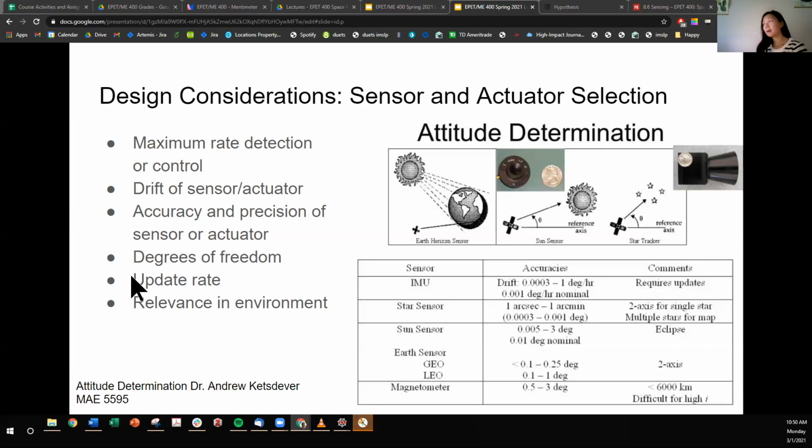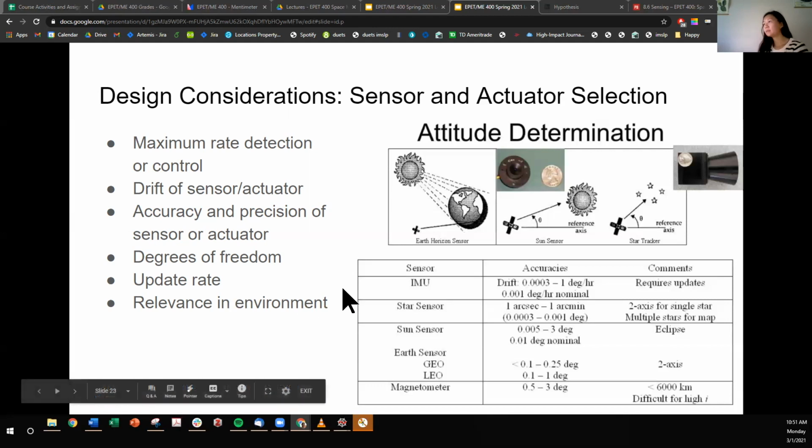You need to think about update rate. Your dynamics are going to be so fast or so slow, and depending on that, remember from the communications chapter, we were talking about what rate do you need to sample at for you to really know what's going on, depending on the frequency of your signal.